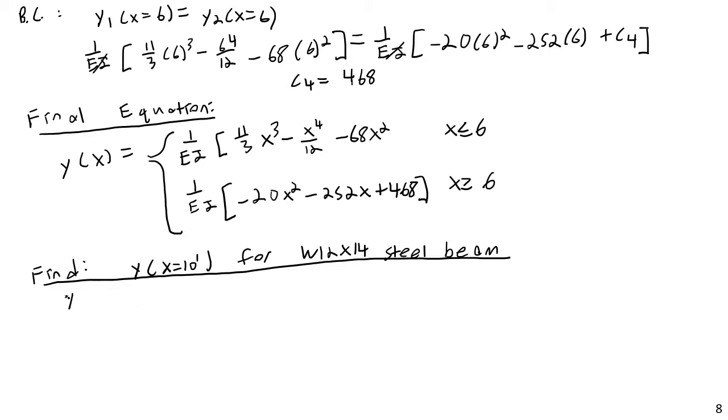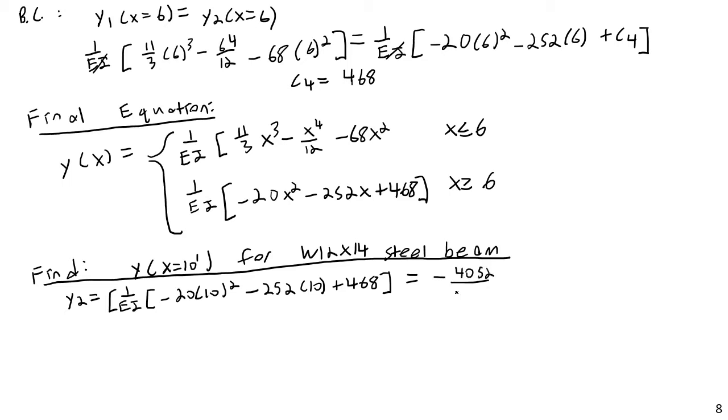So first let's get the function. Y2, if we just plug and chug here at 10: 1 over EI times negative 20 times 10 squared minus 252 times 10 plus 468. And if you throw that all into a calculator, you will get negative 4,052 over EI.